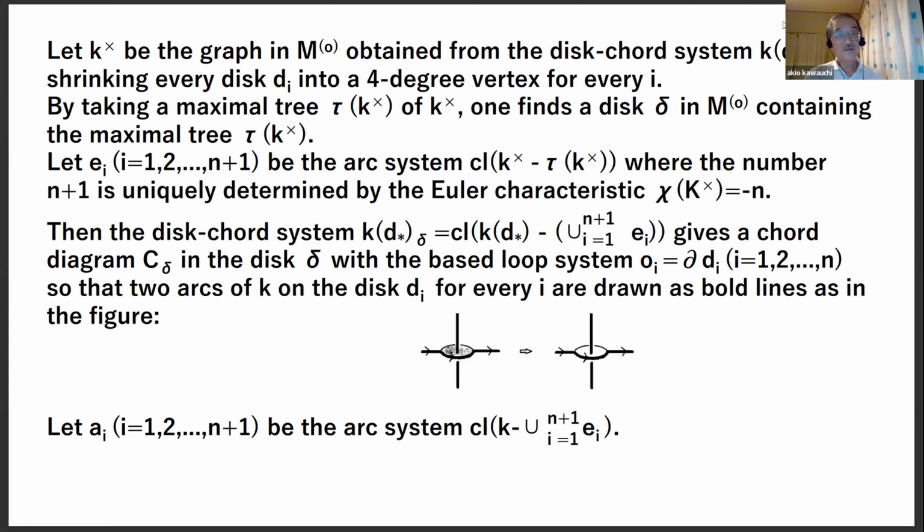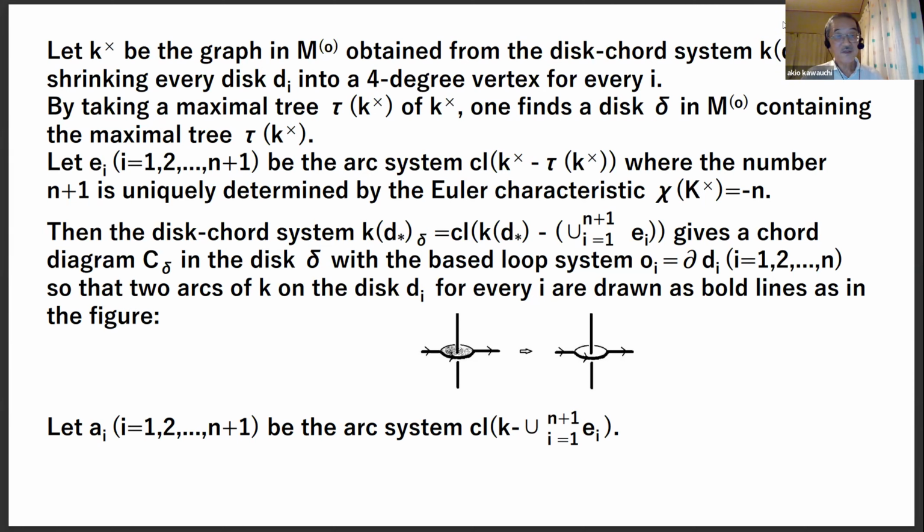shrinking every disk Di into a 4-degree vertex for every i, and taking a maximal tree tau K star of K star. One finds the disk delta in M0 containing the maximal tree. Let Ei be the arc system of the complement of tau K star, where the number n plus 1 is uniquely determined by the Euler characteristic.